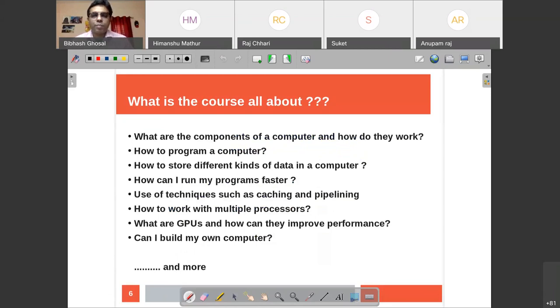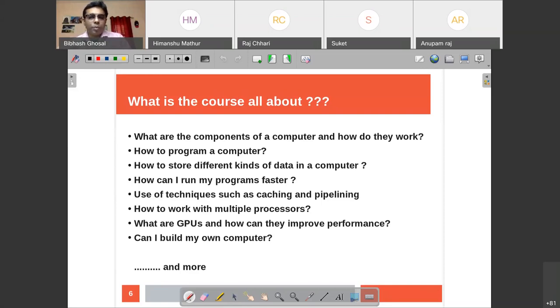When you write a program, what happens? So this is the second question that we are going to answer. How to program a computer? You know how to write a program, okay? But how does the program actually get executed inside a computer? We'll talk about that in brief today itself.